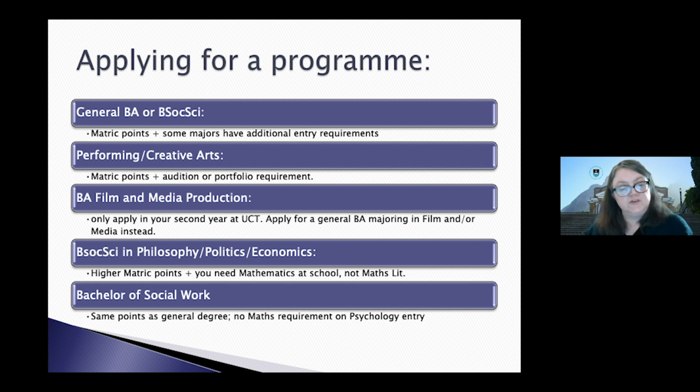Something like the Bachelor of Social Science in Philosophy, Politics and Economics has a higher matric point than the general Bachelor of Social Science, and you need mathematics at school. Bachelor of Social Work, no additional entrance requirements, and it's one of the ways of doing psychology where you don't have to do the maths requirement that is normally set on psychology.